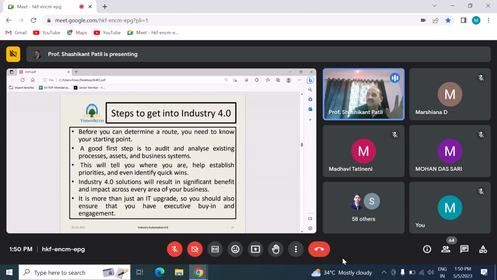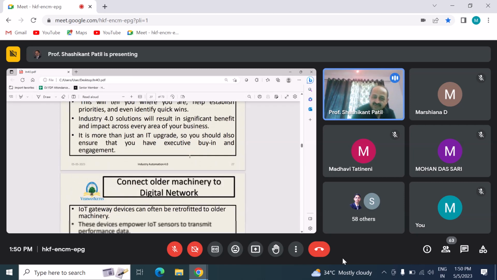Rather, you should ensure that you have executive buy-in and engagement. You should be able to engage your resources. No resource should remain idle. That is nothing but optimization. Your resources should be used to the fullest. So these are some of the steps to get into Industry 4.0.